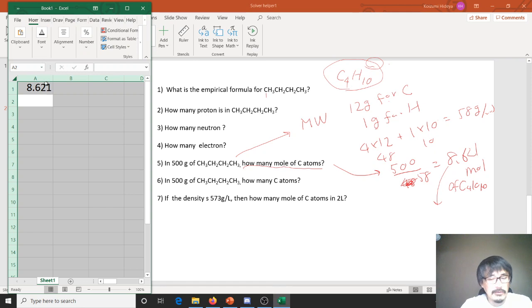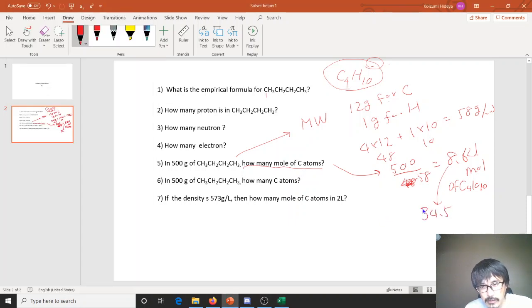So equal, A1 times 4, A1 being 8.621 times 4. Alright, so that's the number of mole of carbon, so 34.5 mole of carbon. Good. So we are done with quite a bit of the problem.